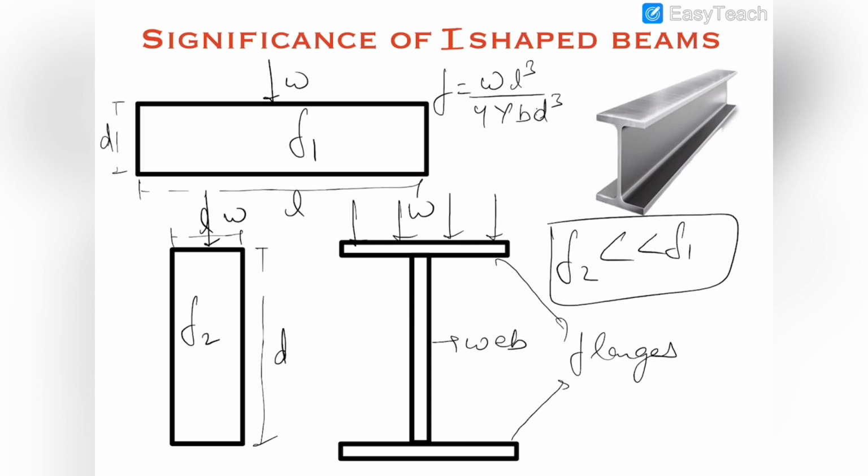Due to this fact, these I-shaped beams, which are also called girders, are used in buildings and bridges, and you have already seen that railway tracks are also I-shaped to bear the heavy load of the trains. So this is the concept of I-shaped beams.